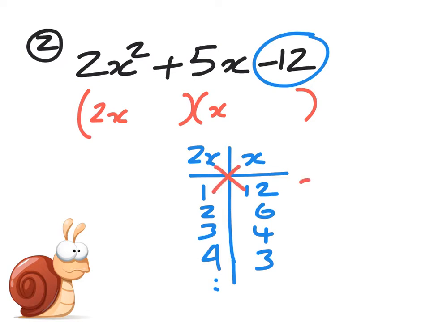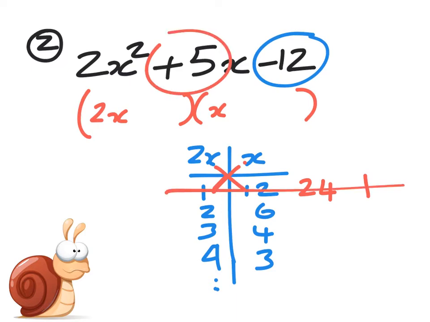So 2 times 12 is 24, 1 times 1 is 1. Can I use 24 and 1 to make positive 5? Nope, so it's not that one. And just keep trying the different ones until you find the one that works.